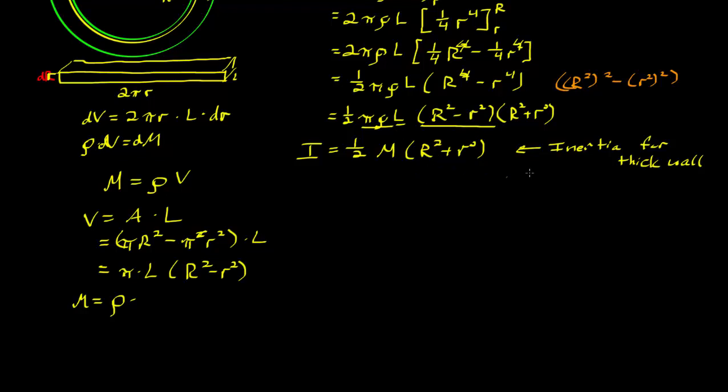But what if it's a thin wall? Well, if it's a thin wall, then little r basically equals big R. And so we get 1/2 m, and then it's going to be big R squared plus big R squared, so we get 2 big R squareds. And 1/2 of 2 is 1, so we get m R squared, QED.